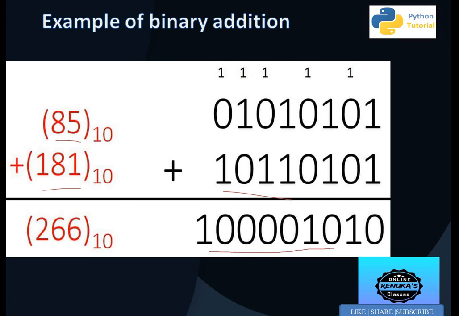So this is the result of binary addition of these two numbers, and by converting binary to decimal, you can check that this result is equal to 266, that is the total of 85 and 181. So this is how the binary number system works.